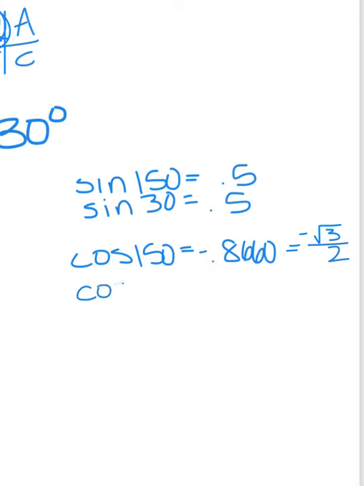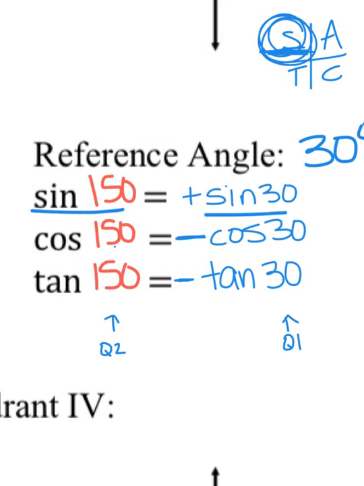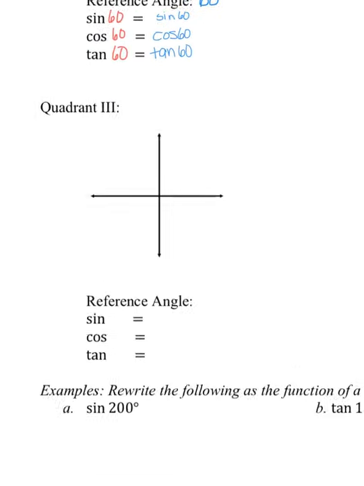If you do the cosine of 30, you get positive 0.8660, which is a positive square root 3 over 2. So the cosine of 150 is the same thing as the cosine of 30, but you have to negate the cosine of 30 in order to make it the same number. Okay? The same exact number, meaning the same positive or negative. Same thing with tangent. You're in quadrant 2, only sine is positive, so you put a negative in front of the tangent.